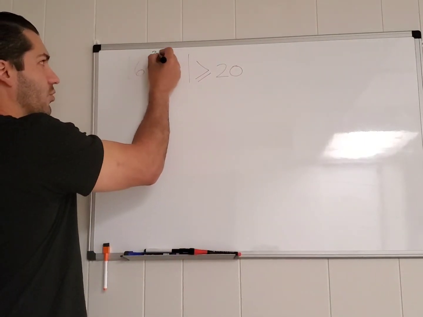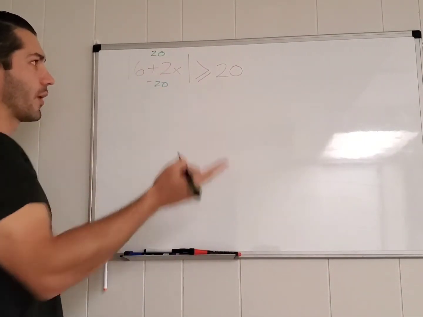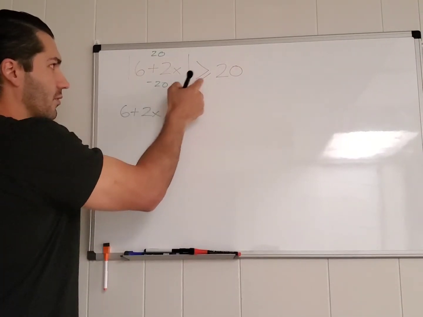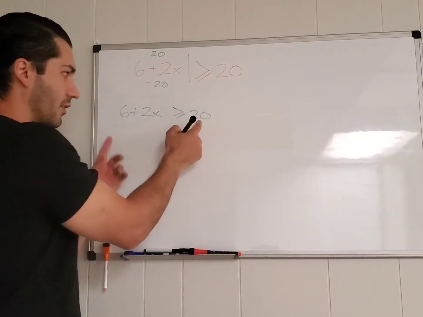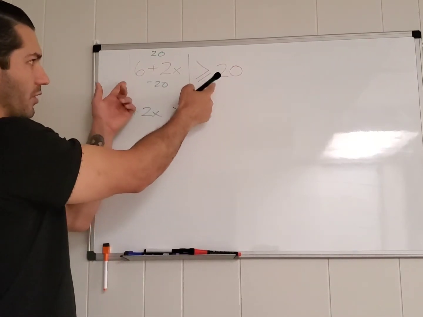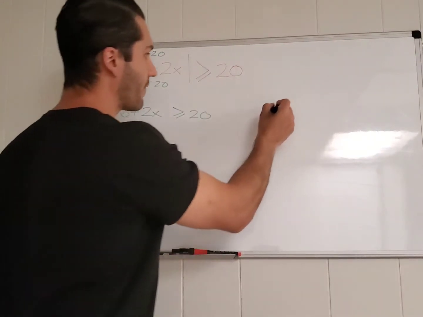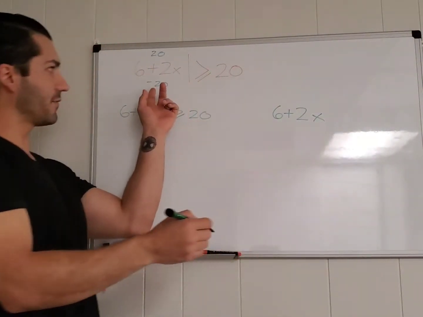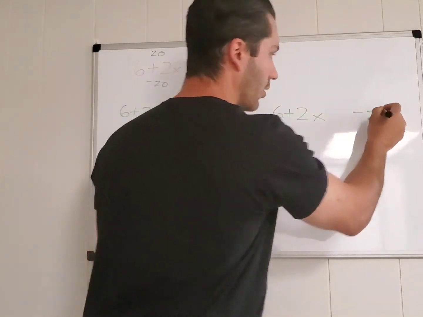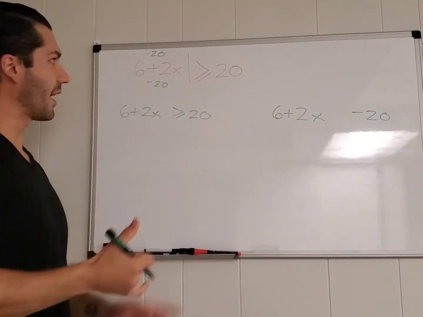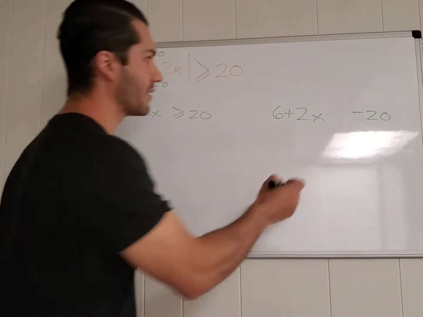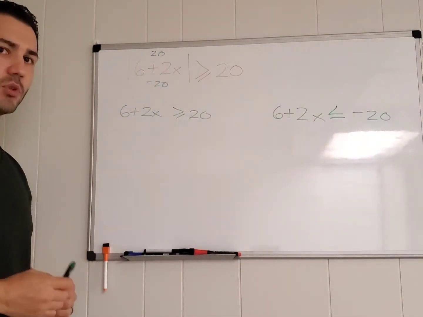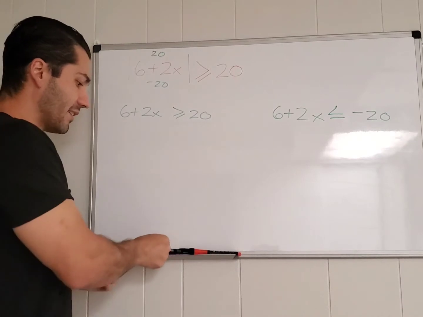This inside here can be 20 or negative 20. That's right out of chapter 2, absolute values. 6 plus 2x greater than or equal to 20. The first inequality is literally what you see. When you solve for the negative, this is the big rule: when you solve for that negative 20, you flip the sign. This greater than sign is going to flip and become a less than or equal to sign. That's the big move. If you can handle that, this isn't really much work.